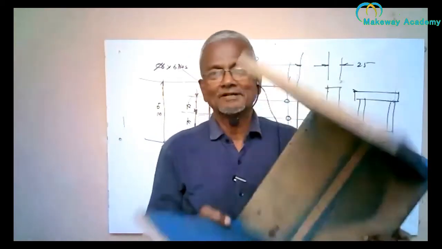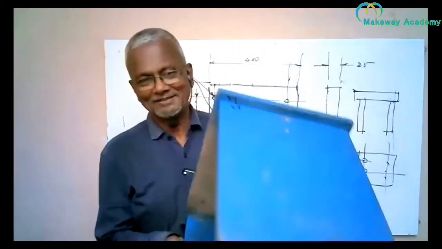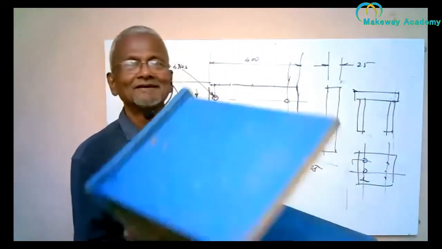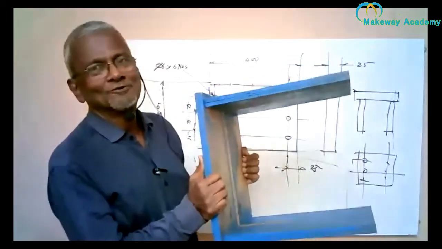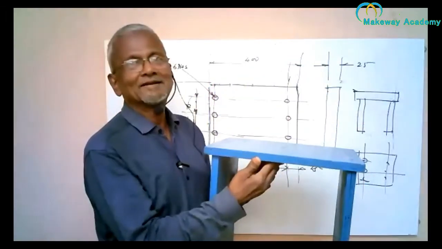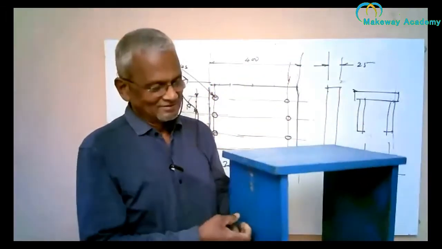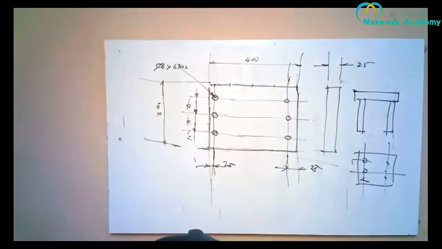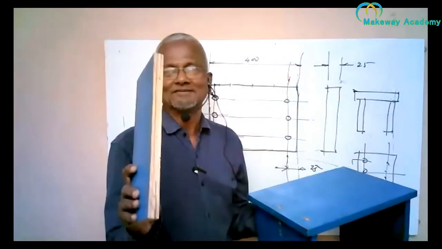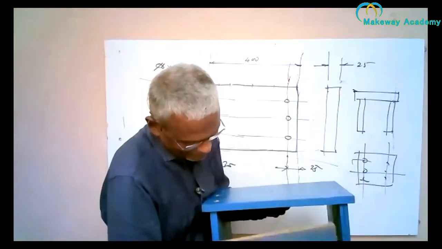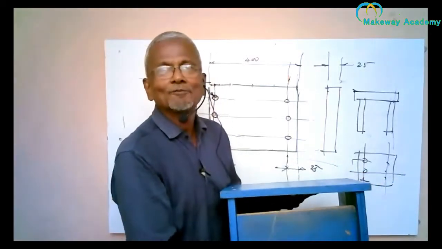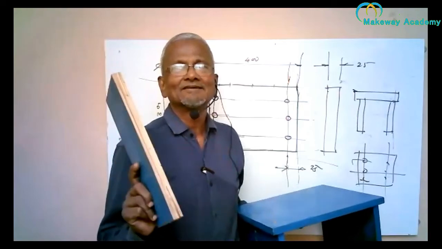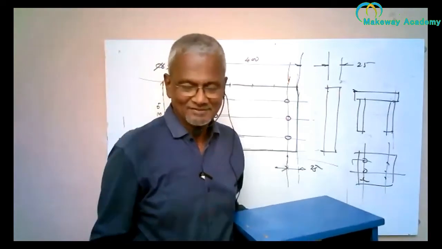I have assembled them together, so only 3 pieces. This is a dressing table stool. It's quite strong. To increase the strength and rigidity, I have used one more piece, which comes in between these two.